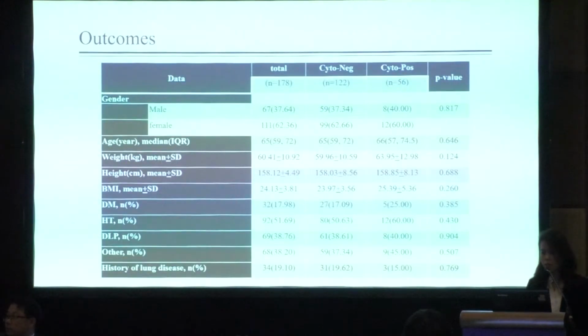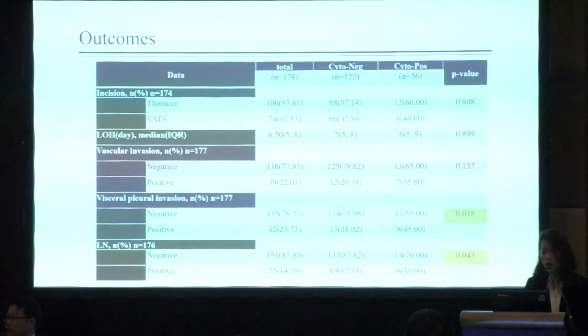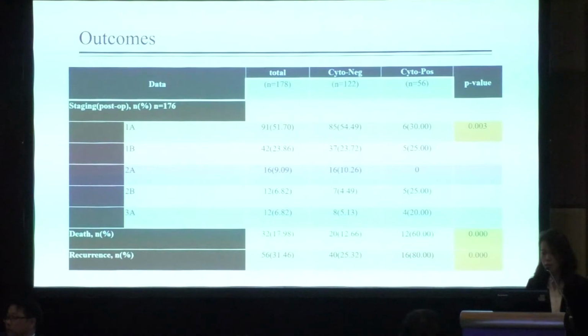These are patient baseline characteristics in the intraoperative pleural lavage cytology negative and positive groups, which are quite similar in both groups. What differs between the 2 groups are visceral pleural invasion and lymph node positivity for malignancy, which seem to be higher in the cytology positive group. The cytology positive group seems to have a higher postoperative stage, which correlates with the previous slide.